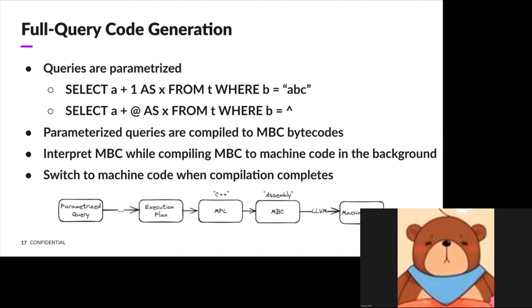The compilation is done by first coding a C++-like MPL code in the execution plan. The C++-like MPL code is then flattened into assembly-like MPC opcode, which is then passed to LLVM to compile the machine code in the background. We start executing the query by interpreting the MPC opcode and switch to machine code during query execution when compilation finishes. This optimization is very effective for evaluating complicated expressions.